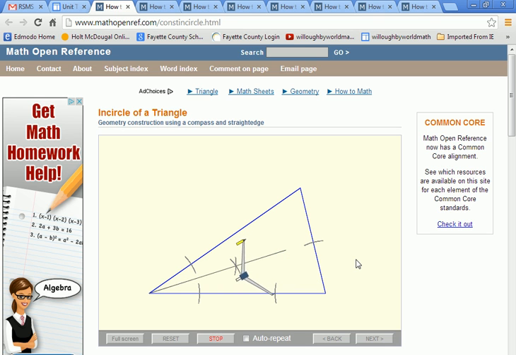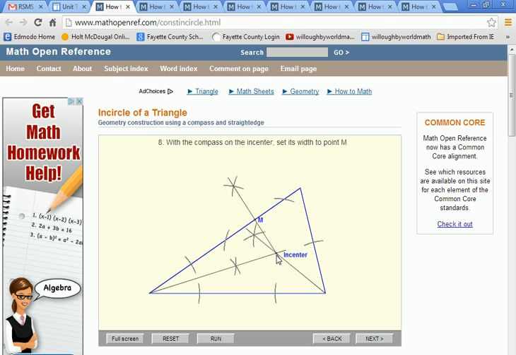So now we're bisecting the second angle. And the intersection of these two angle bisectors is the in-center. Then what you do is do a perpendicular from the in-center to a side. It doesn't matter which side. That's what it's in the process of doing. That drew in the perpendicular.